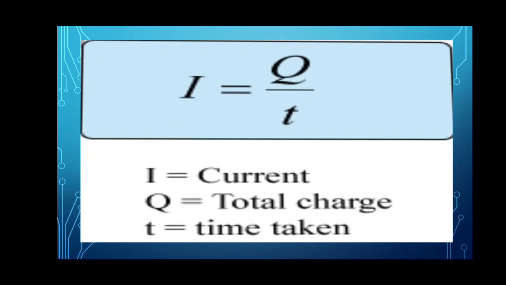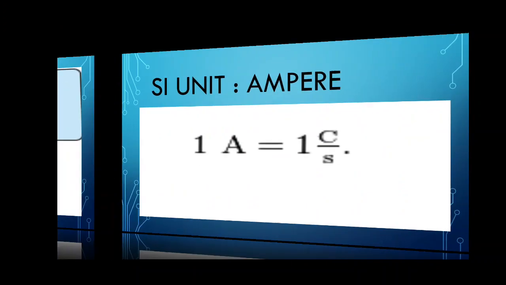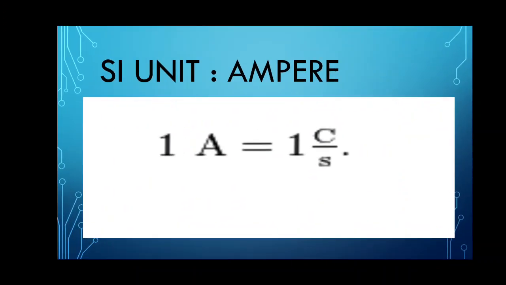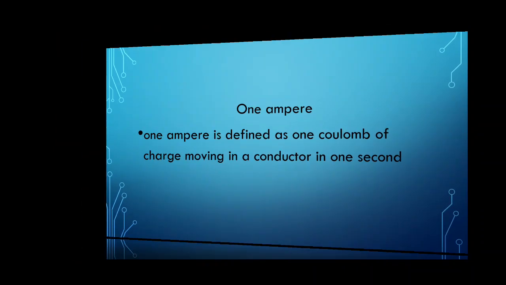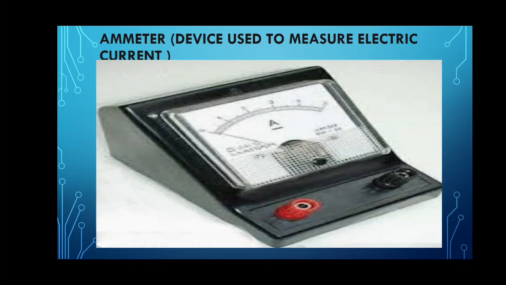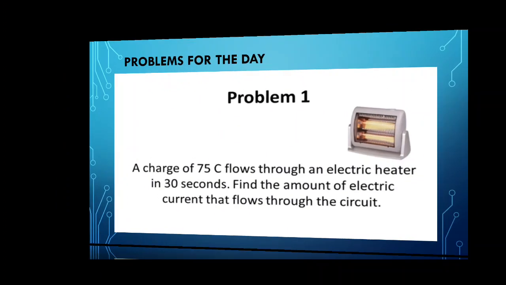By using this formula, I is equal to Q by T, where I denotes the current, Q is the total charge, and T is the time taken. So how can we define 1 ampere? 1 ampere is equal to 1 coulomb per 1 second. 1 ampere is defined as 1 coulomb of charge moving in a conductor in 1 second. And electric current is measured using a device called an ammeter. This ammeter is connected in series with the circuit to calculate the amount of electric current flowing through a circuit.